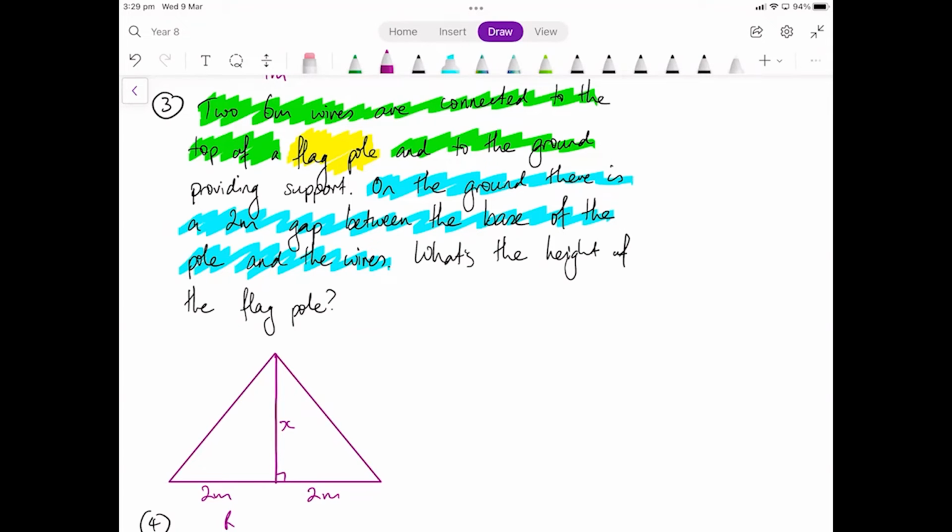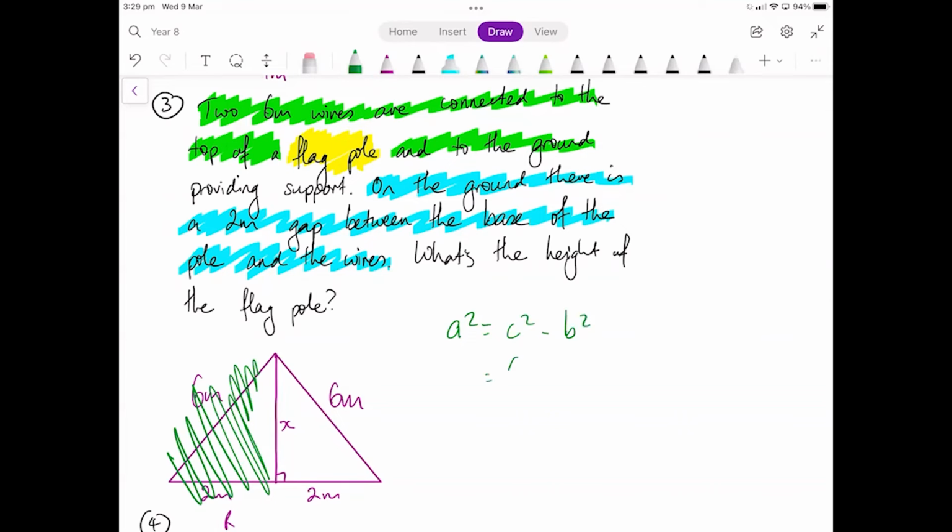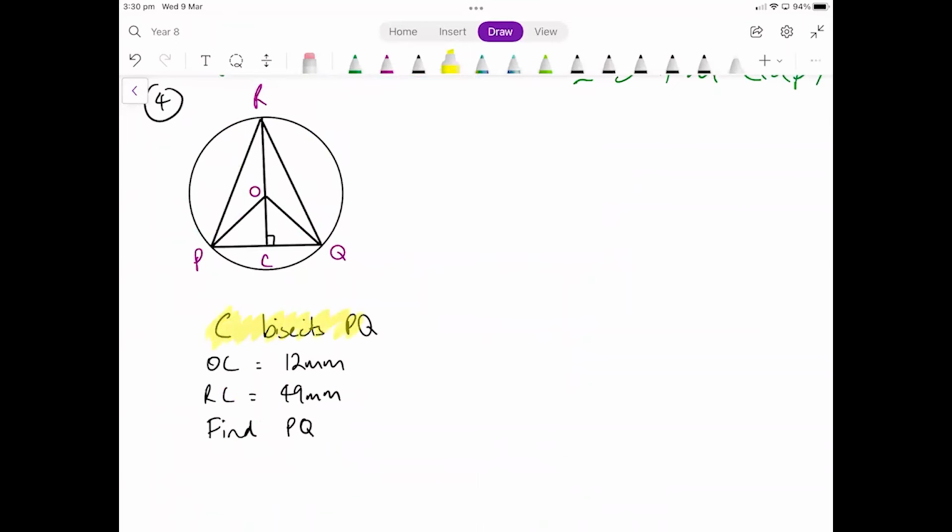This gives us 2 triangles, but we only need one. So we can ignore the second triangle and just focus on one of the triangles. It's the shorter side that we need to find, so we write the appropriate formula. A squared equals c squared minus b squared. X squared equals 6 squared minus 2 squared, which is 32. This means that x equals the square root of 32, which is approximately 5.7 meters to 1 decimal place. Don't forget your units.